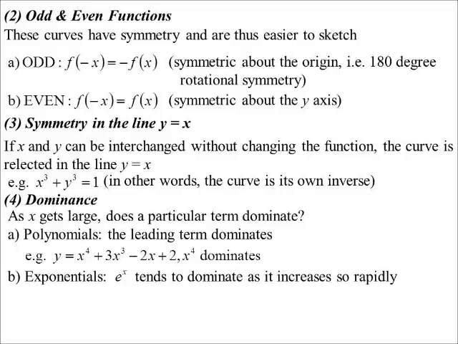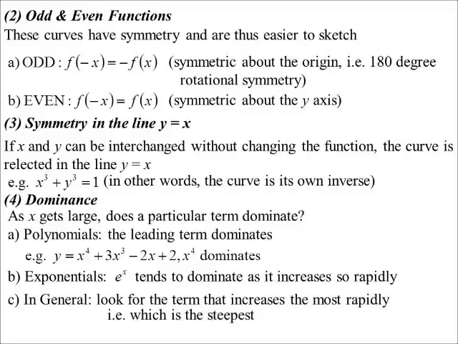Exponentials. When you've got things multiplied together, the exponential will dominate, because if you think of your exponential graph, it rises very rapidly. So if you start talking about infinity, it's extremely steep and extremely high. So in general, look for which function would be the steepest. The steepest curve will dominate, and that will generally tell you what's happening out at the extremities of the function.